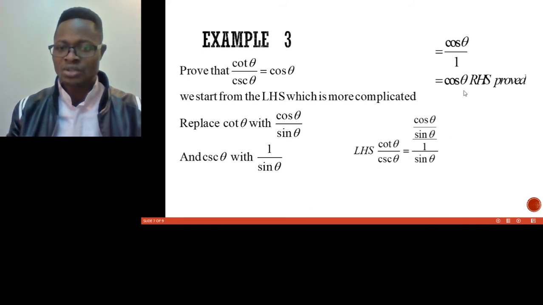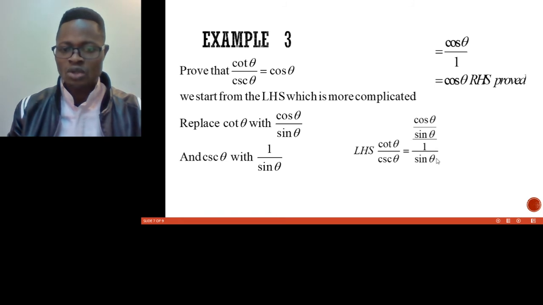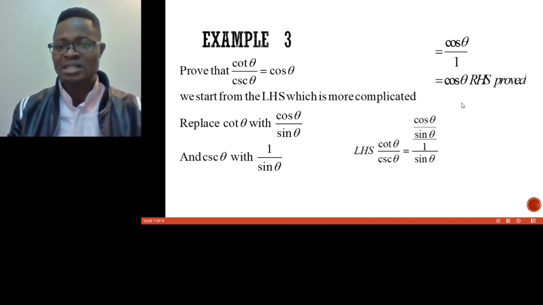because this here simply means we have cos theta divided by 1. Of course, cos theta from the right-hand side is already proved, because we know that this is equal to cos theta. The whole of what we have here, cos theta divided by 1, is an identity, and this can be represented as cos theta. Proved. It has proved that cot theta divided by cosecant theta is equal to cos theta.